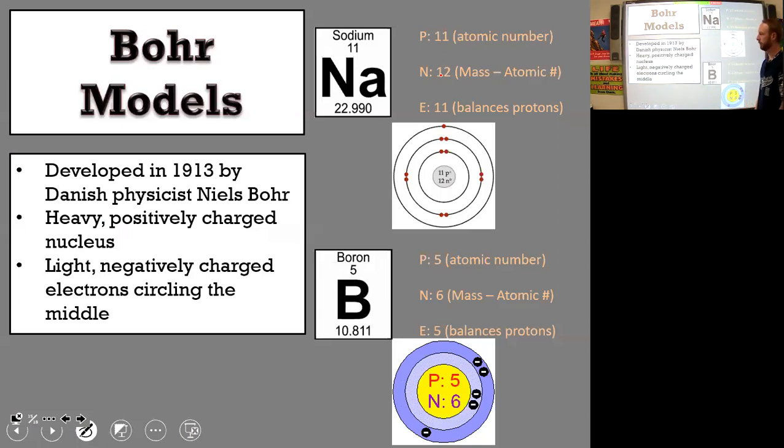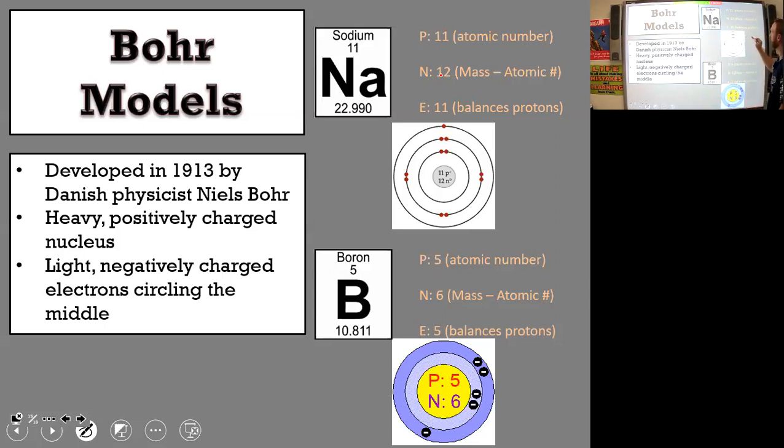And then a Bohr model is a picture of that atom. And we worked on drawing those as we learned about protons, neutrons, and electrons earlier. So it was developed in 1913 by a Danish physicist named Niels Bohr. And he noticed that heavy positively charged part of that atom was in the middle. So that's where the protons are because it's positive. And he noticed that there's a much lighter and negatively charged section of the atom on the outside where the rings are. So he theorized that those were the electrons. And then he developed this idea of how atoms are arranged with their protons, neutrons, and electrons.